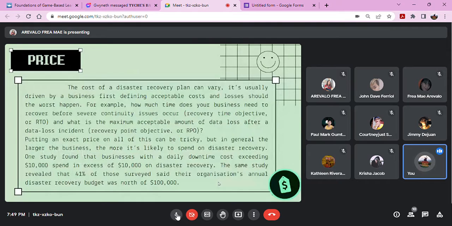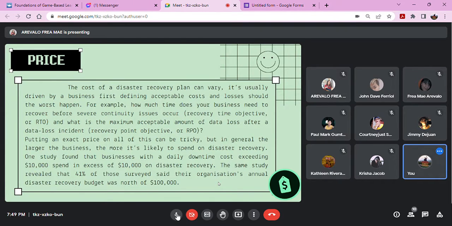So here is the price of disaster recovery. The cost of a disaster recovery plan can vary. It's usually driven by a business first defining acceptable costs and losses should the worst happen. For example, how much time does your business need to recover before severe continuity issues occur? Recovery time objective, or RTO. And what is the maximum acceptable amount of data loss after a data loss incident? Recovery point objective, or RPO.